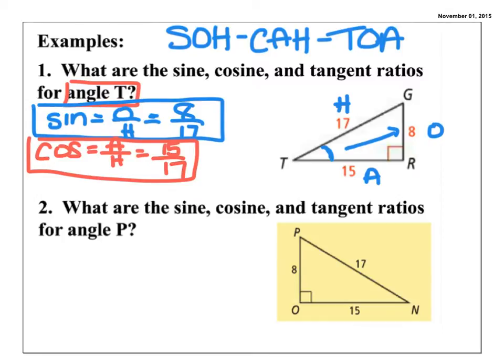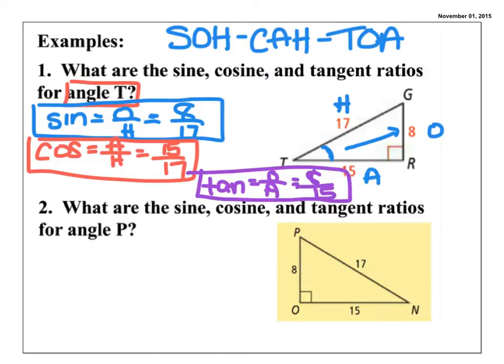Now, lastly, we have our tangent ratio. And tangent, based on SOHCAHTOA, requires opposite and adjacent. So that's the TOA part. So opposite over adjacent. My opposite side here is 8, and my adjacent side is 15. So that is 8 over 15. And once again, 8 over 15 does not simplify because they do not have a common factor.